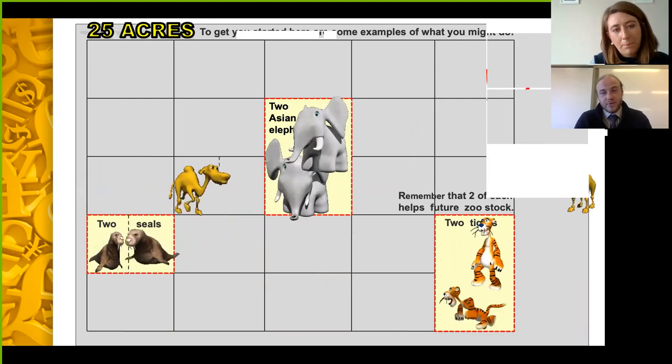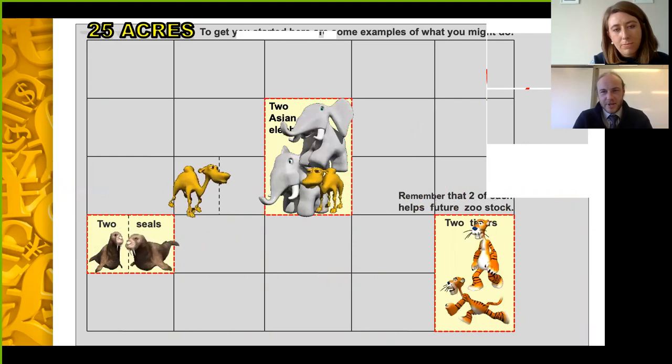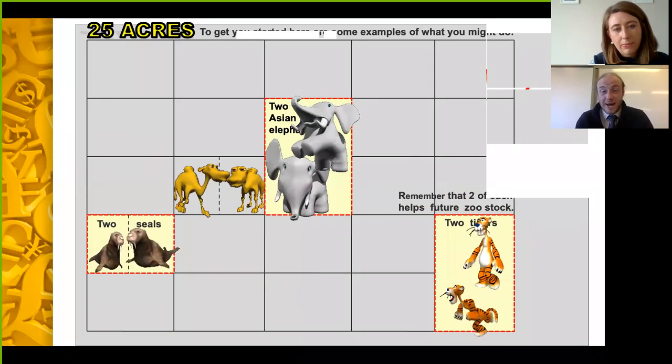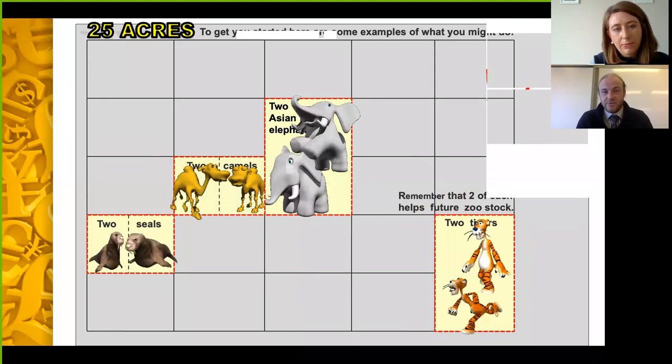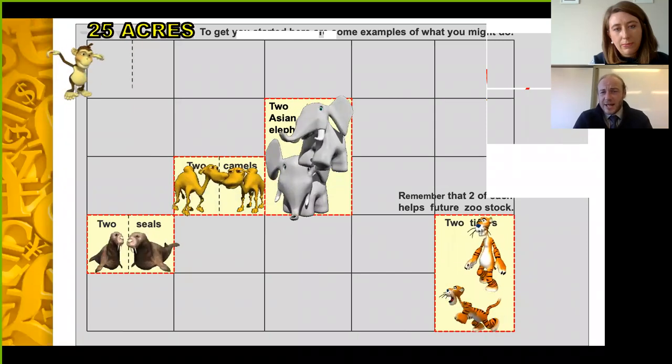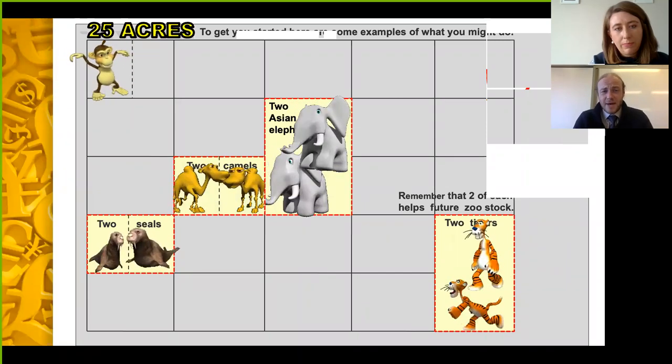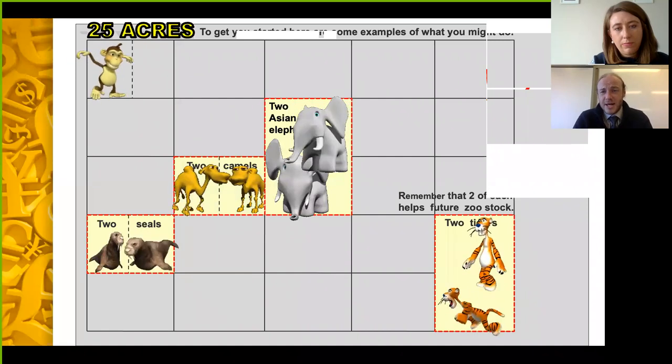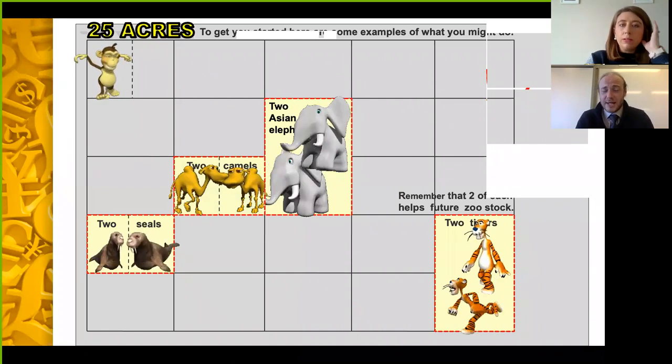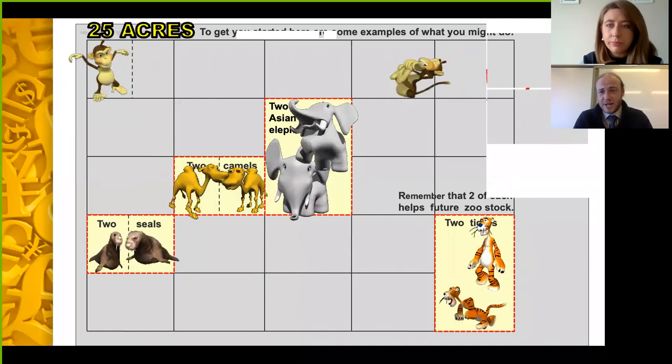Next in our zoo, and don't worry, I'm not going to fill up the full thing, I'll stop after the next one. I have 2 camels, which take up half an acre each, so that makes it up. And then last but not least, I've got 2 monkeys, okay? And the second monkey always takes painstakingly long to appear, as you can see it rolling in there now.